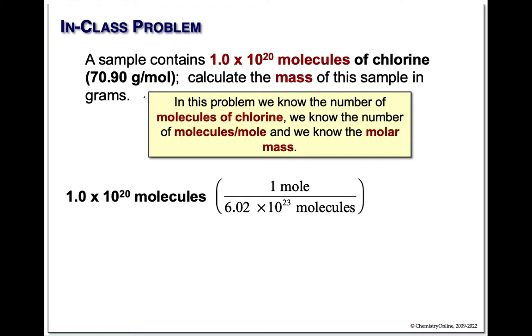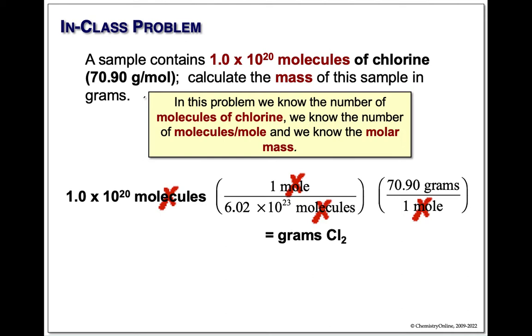Next, we have our molar mass here. This is going to have mole in the denominator because we have mole up here. So let's write our second ratio as 70.9 grams per mole. Let's check to make sure everything cancels. Molecule, molecule, mole, mole. And we're left only with grams of chlorine.